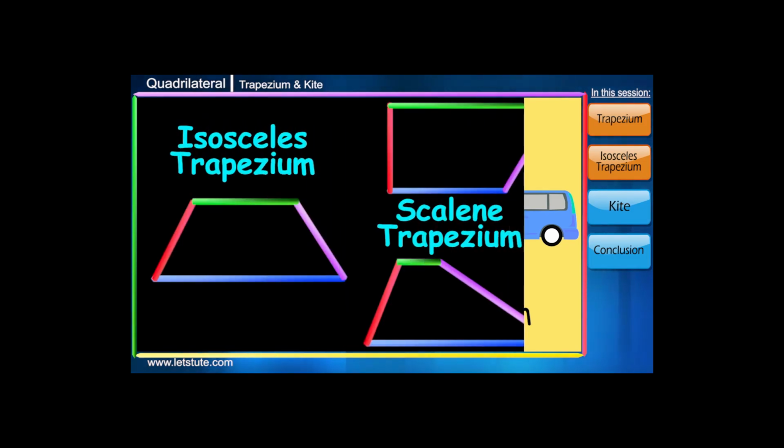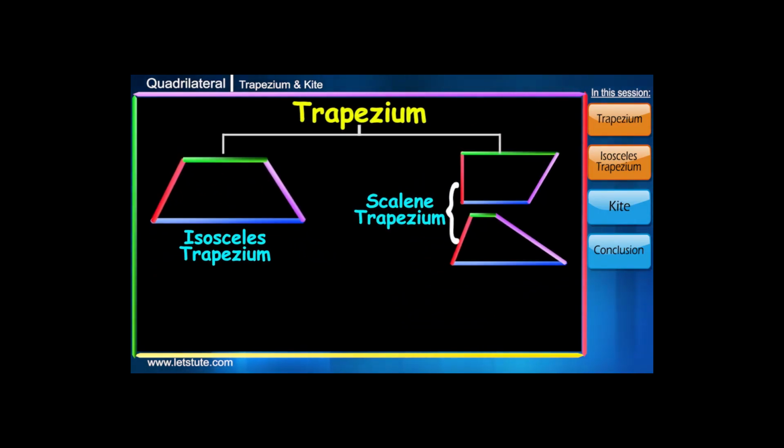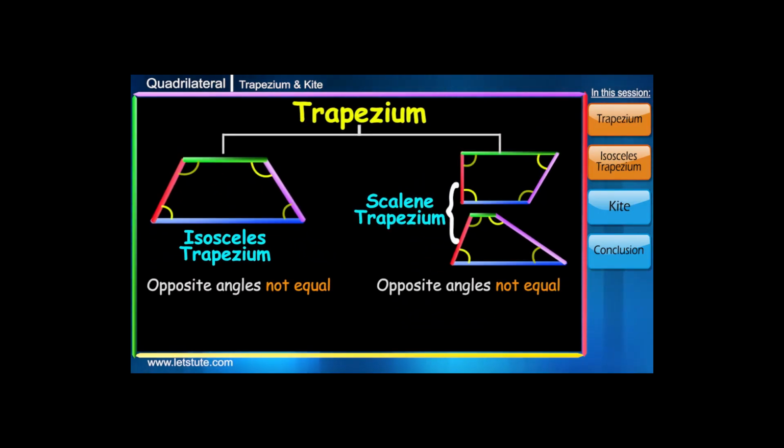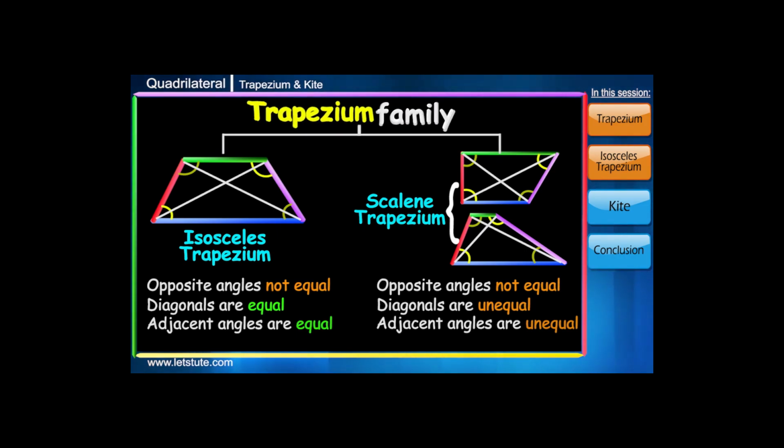Since it is a bit different shape than that of a parallelogram, its properties will also differ. Opposite angles will not be equal, and diagonals may be equal, as in the first case, that is in isosceles trapezium, or may not be equal, like in any other trapezium. In isosceles trapezium, adjacent angles made by non-parallel sides are equal. In any other trapezium, they are not. So this was all about the trapezium family.